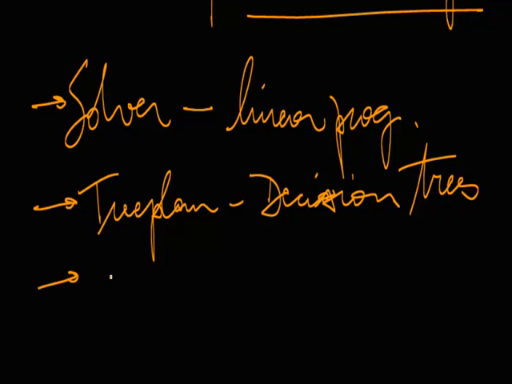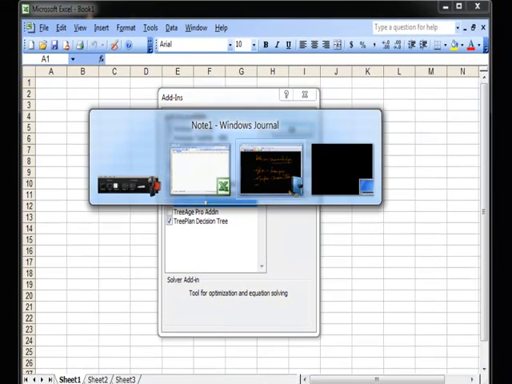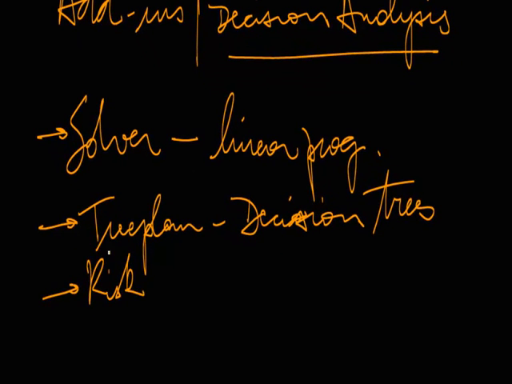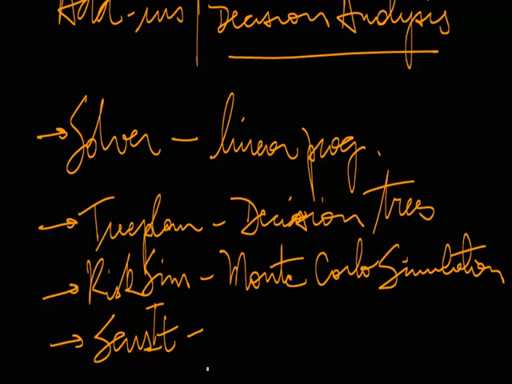And hopefully we're going to have some other videos later about decision trees. Then there is something, I always forget the name, called RiskSim. RiskSim does simulation. So basically it does what we call Monte Carlo simulation, which comes from the city of Monte Carlo. And then third, we have something called SensIt. That's how it's spelled, with a capital I. And SensIt does sensitivity analysis. Again, later on, we're going to see what each one of these things means.